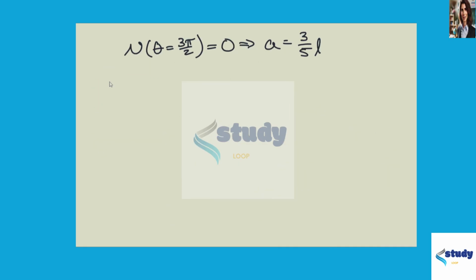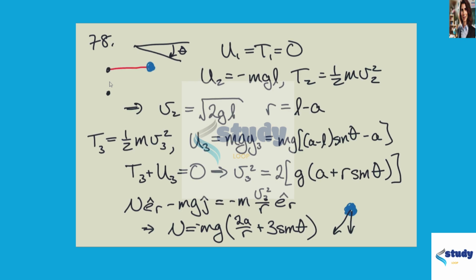So no matter what L is, we can figure out that this pin, to get this thing to go all the way around, needs to be at least 60% of the length. The distance here needs to be 60% of the length of the cord.